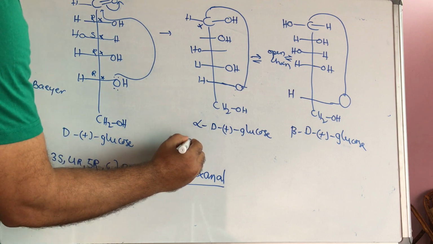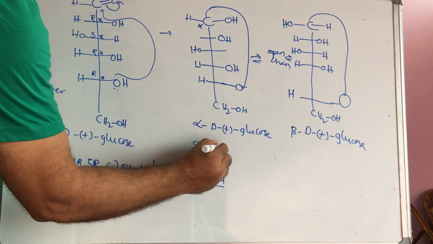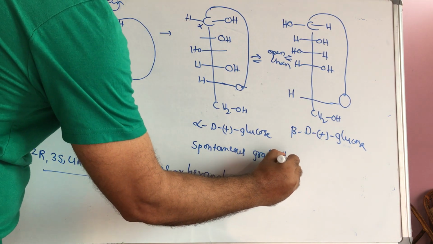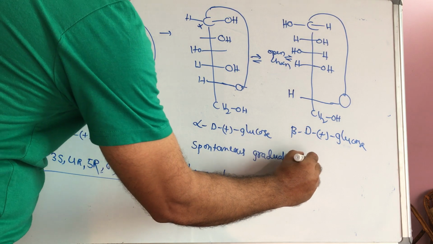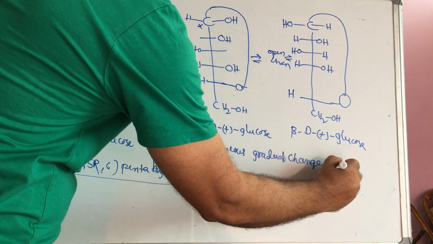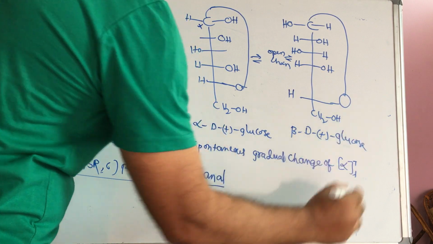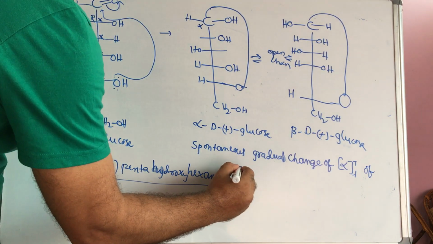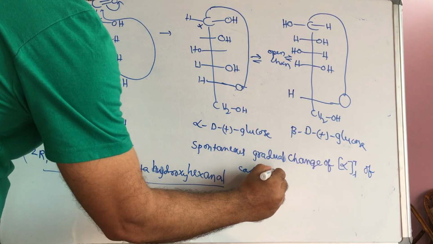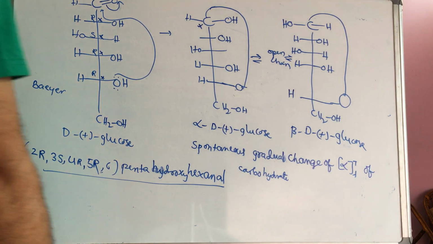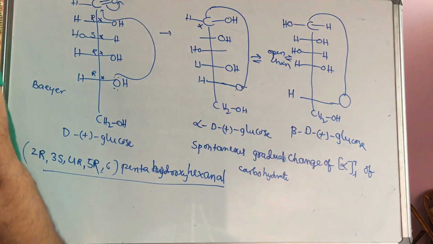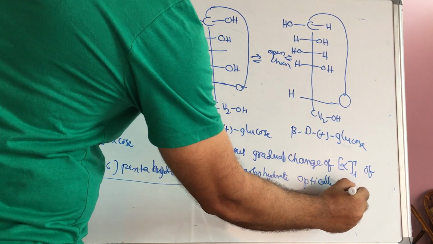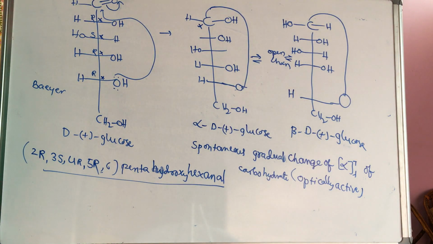What is mutarotation? The spontaneous gradual change of specific rotation of carbohydrates, or you can also write of an optically active compound, is known as mutarotation. So that is called mutarotation.